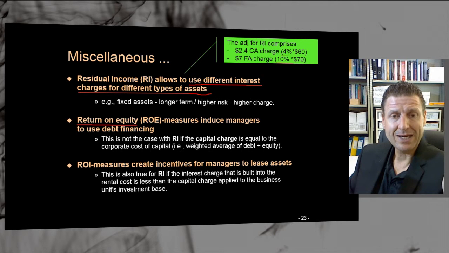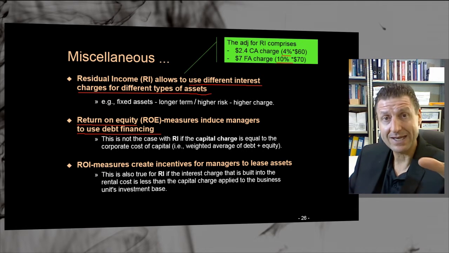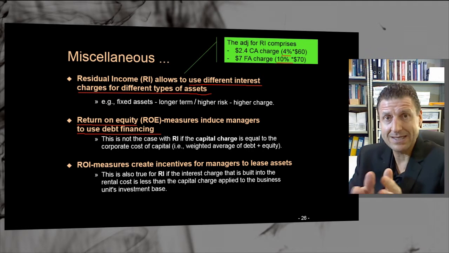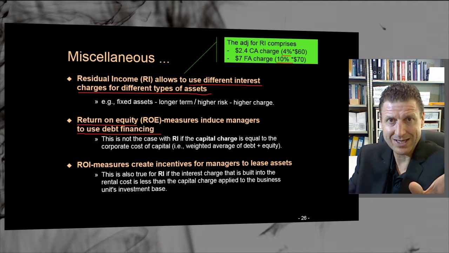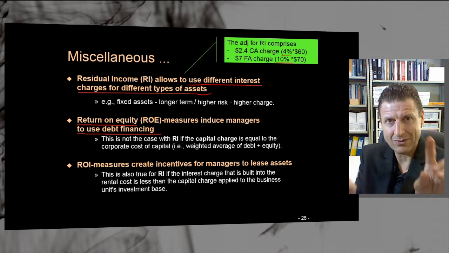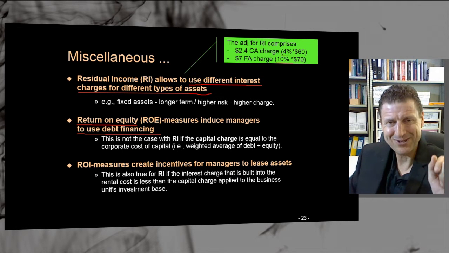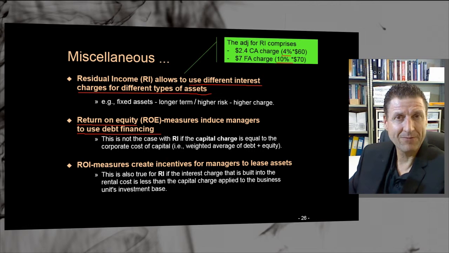Return on equity measures induce managers to use debt financing. Now, because residual income does not base its calculations on return on equity, we can avoid this problem where managers use debt financing. Why would you want to use debt financing? Because that enables you to inflate the return on equity, because as the debt gets large, guess what? Equity gets smaller, right? Debt plus equity equals total assets. You got that, haven't you? All right, so we're trying to avoid that.